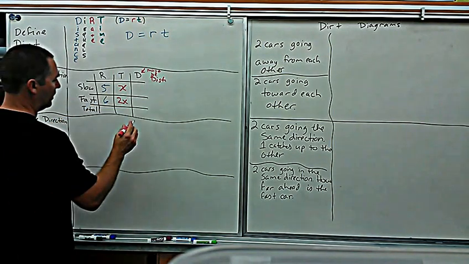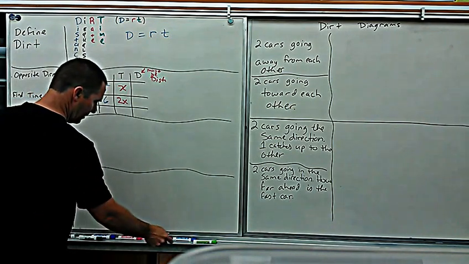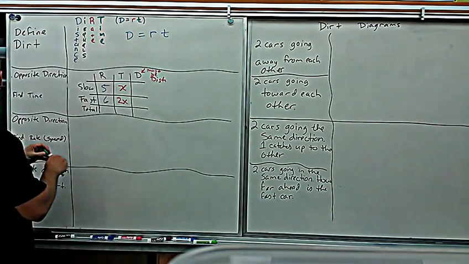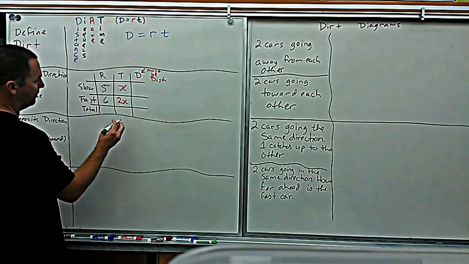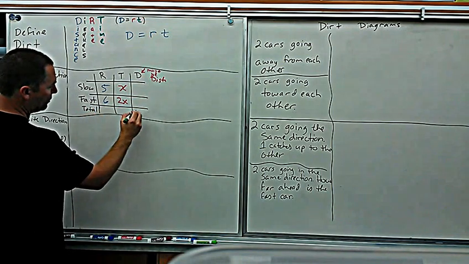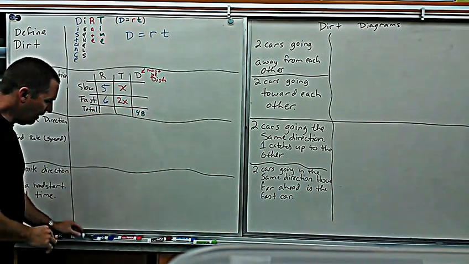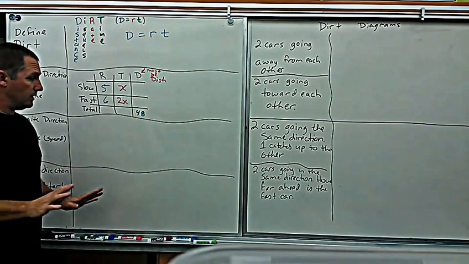And then the last one is the total. The total distance that they traveled was 48. So here's my distance right here. There's my total. So my total distance goes right there. Okay. We always do these the same.